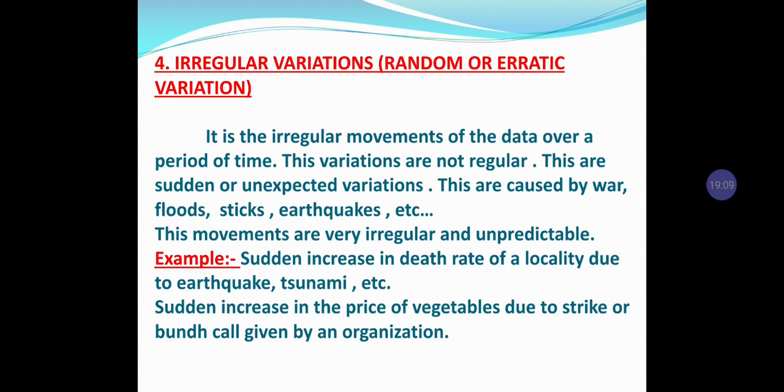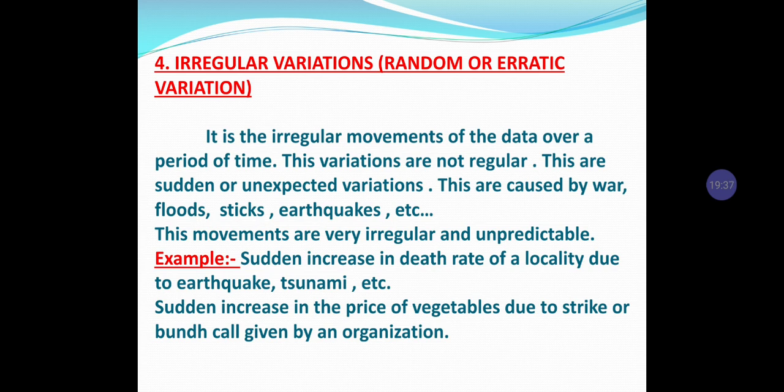Regular means something that occurs regularly. For example, your mangoes will be regularly ripe in the summer time, and other things also like that. There are sudden or unexpected variations. These are caused by war, floods, earthquakes, etc. For example, natural calamities that are going on.